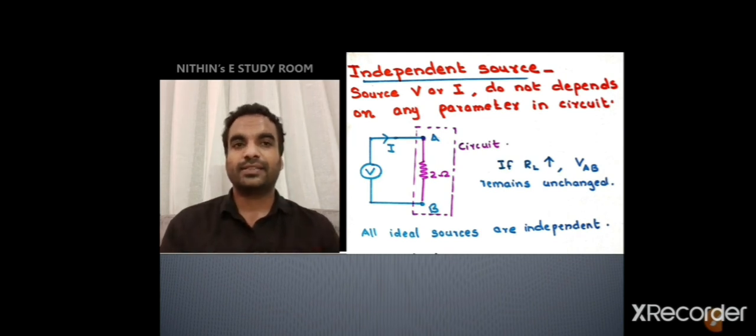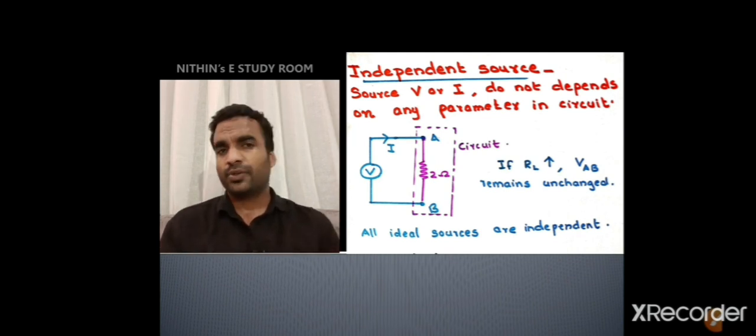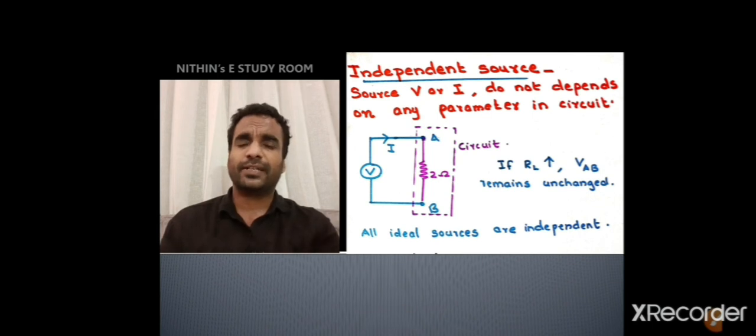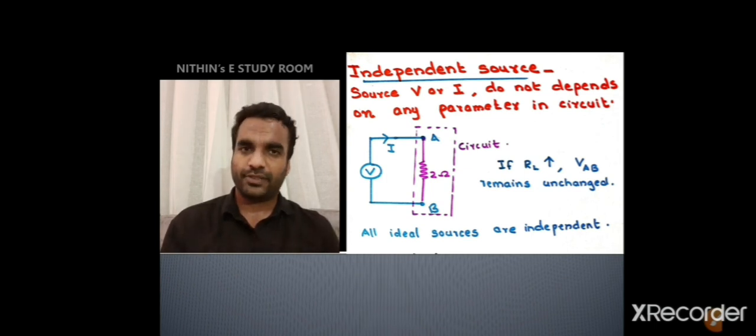If RL increases, VAB remains constant. Or you redraw the case with a current source. In that case, if RL increases, current will be constant. So all ideal sources are independent sources. It is a very important point.